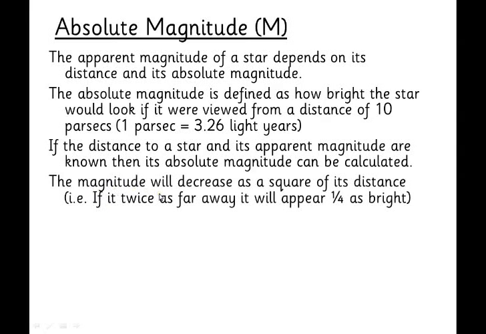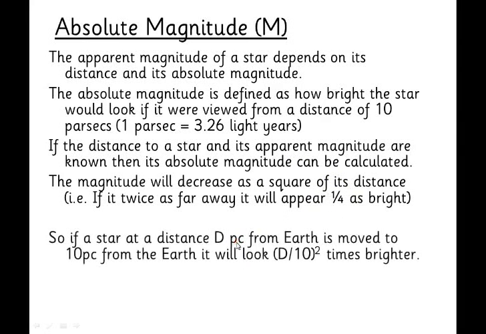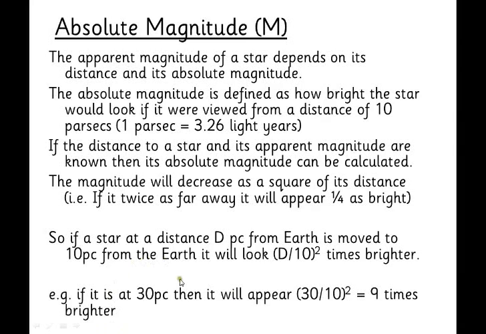Okay, the magnitude though will decrease as a square of its distance, so if we took it twice as far away, it would only appear a quarter as bright. To be a bit more general about that, if we took it a distance d parsecs from the Earth and then dragged it to 10 parsecs from the Earth, it's going to look (d over 10) squared times brighter. So just for example, if it was 30 parsecs away and we moved it to 10 parsecs away, it's going to be (30 over 10) squared, 9 times brighter.